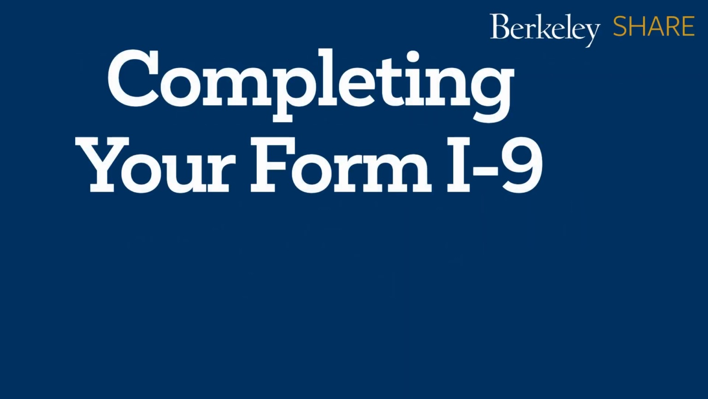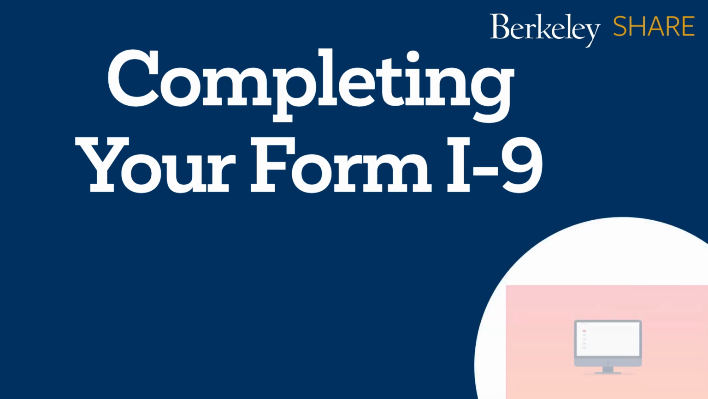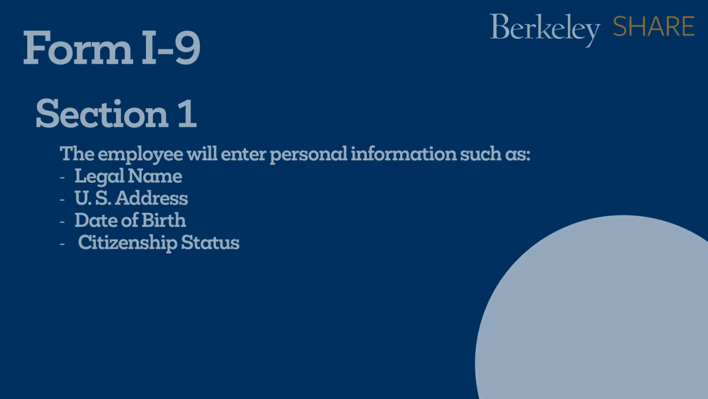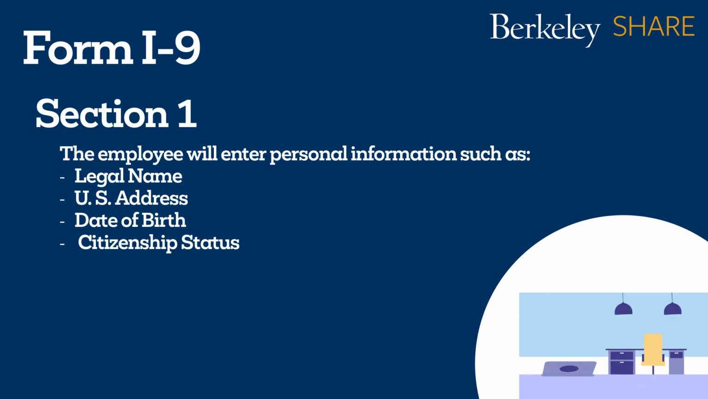This is a quick overview on how to complete your Form I-9. Your Form I-9 is used to verify the eligibility of individuals to work in the United States, regardless of citizenship status. You and your authorized representative will receive an email via Tracker I-9 with instructions on how to complete your Form I-9. Section 1 is completed by you, the employee. In this section, you must input personal information such as your legal name, U.S. address, date of birth, and citizenship status.